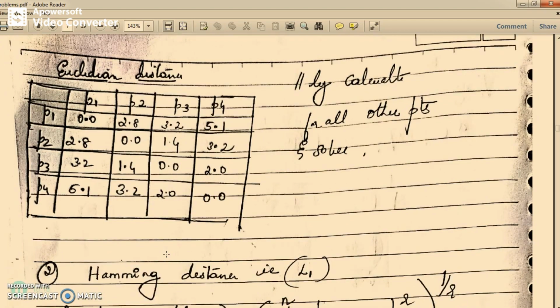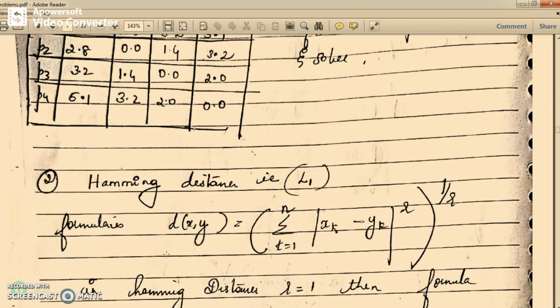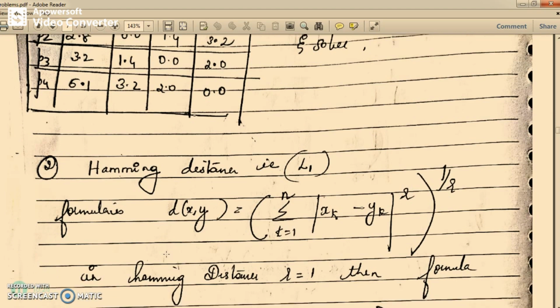Now let's continue with the calculation of Hamming distance. The formula remains the same, and I hope you all remember what Hamming distance is. It is the other way of calculating the distance or dissimilarity between two objects. So here the two objects are x and y, or you can say the two objects are the 2 points, and the distance between them can be calculated using the formula, where the formula remains the same as Euclidean distance, whereas this r value will be substituted as 1.